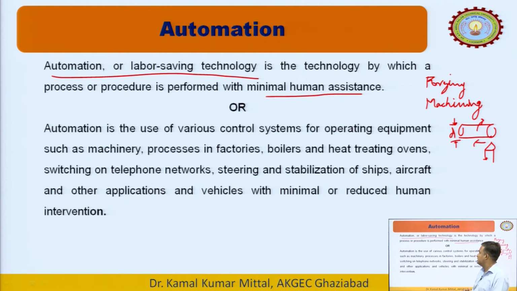So automation is the use of various control systems. Various control systems means feedback control system, and an open type of control system is also there. A feedback control system gives feedback of the output variable, which varies. The input parameter is set, that we have to obtain, and the output variable varies.